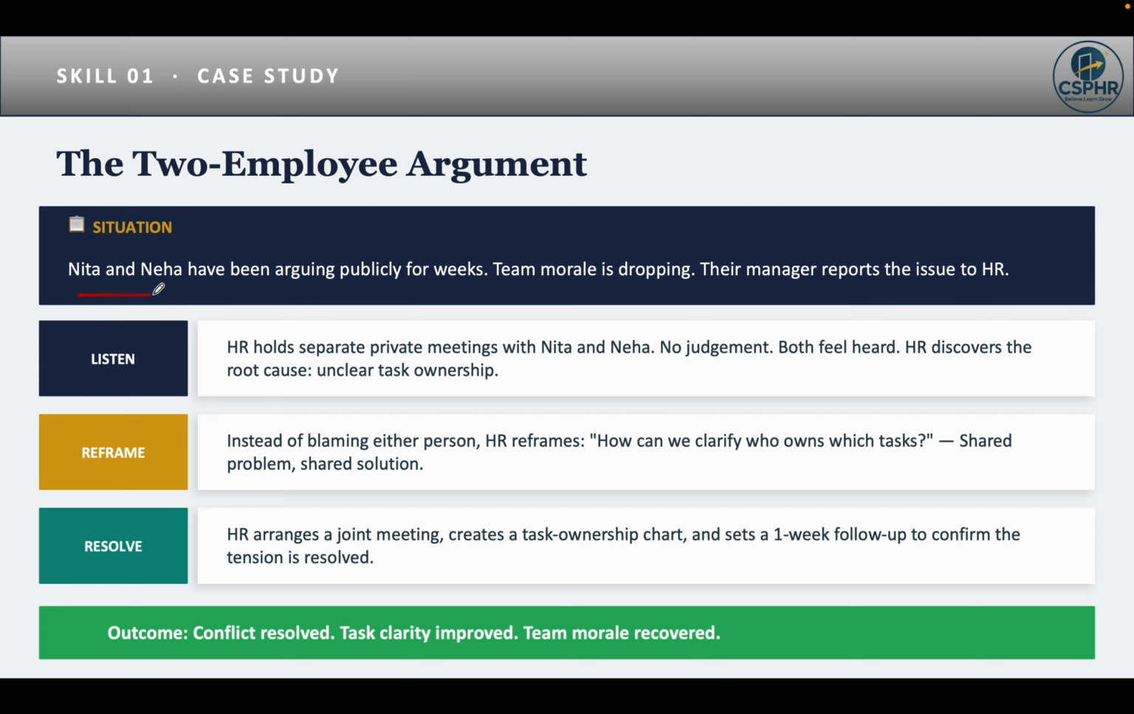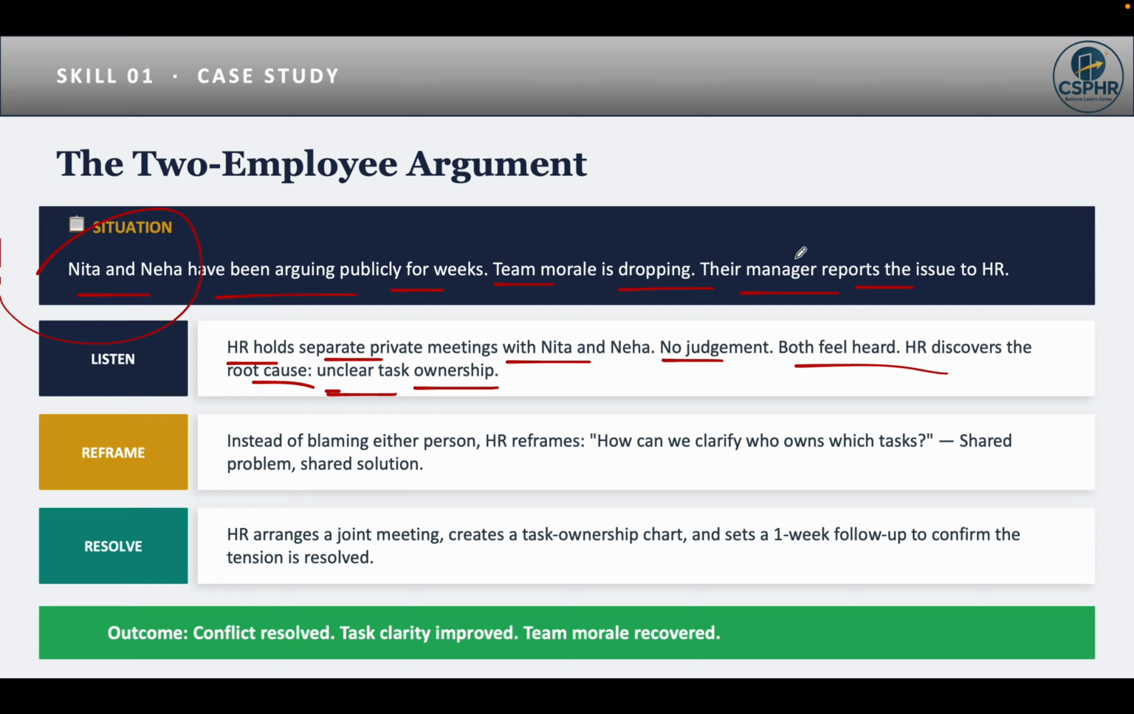So Neeta and Neha have been arguing publicly for a week. Team morale is dropping and their manager reports the issue to the HR department. Okay, so Neeta and Neha are arguing on a particular topic, and their manager is not happy and reports to the HR generalist. So as an HR generalist, what you have to do is listen, okay, arrange a private meeting with them, and no judgment, just find out the actual root cause, and you find that it is unclear task ownership.